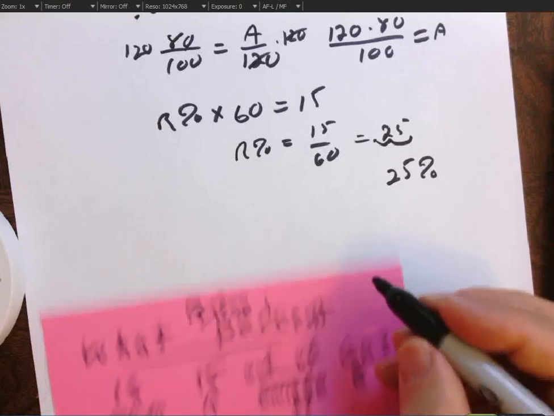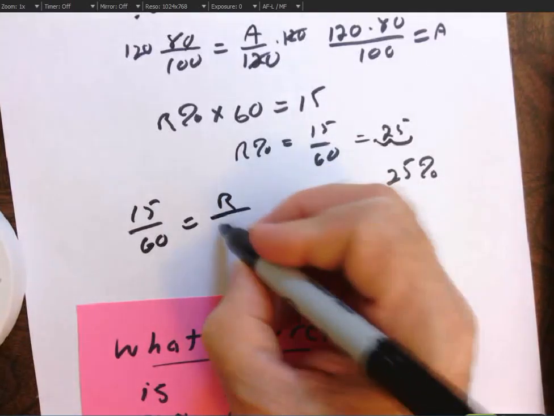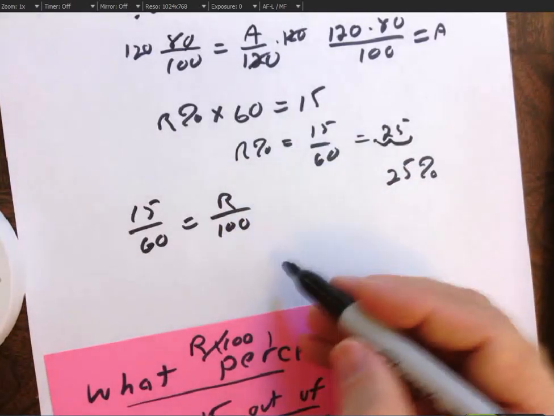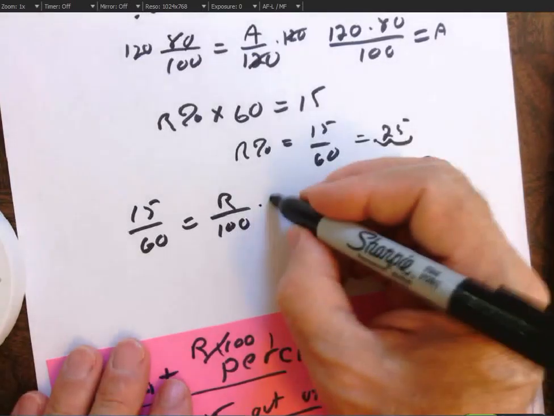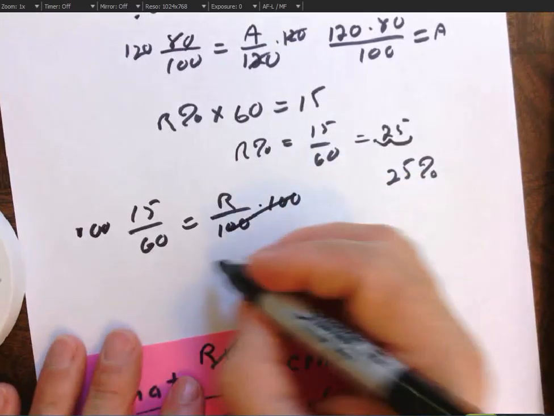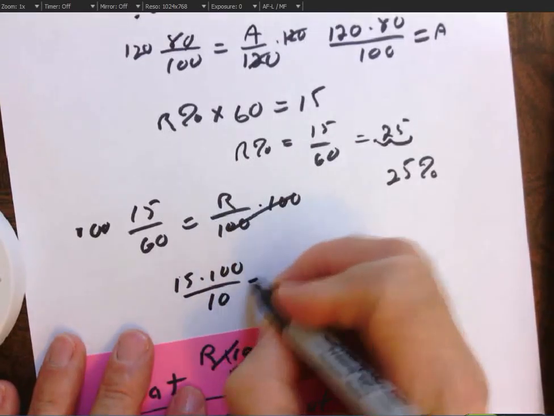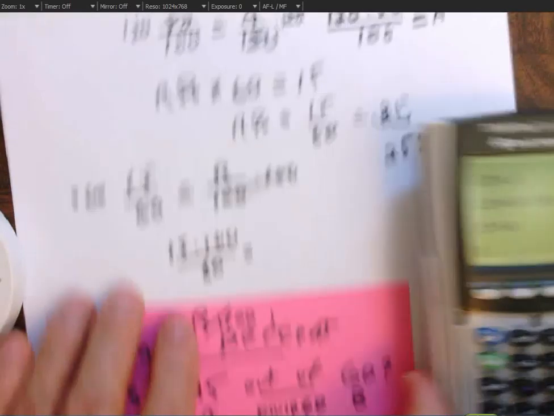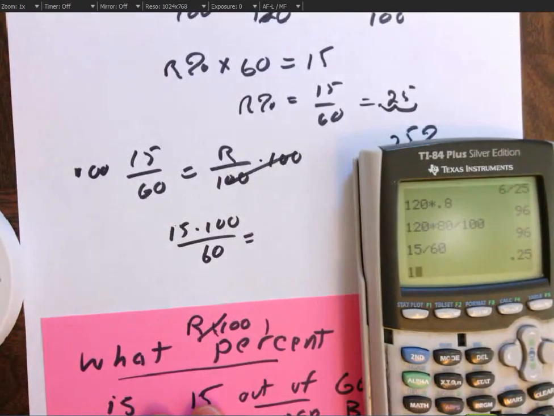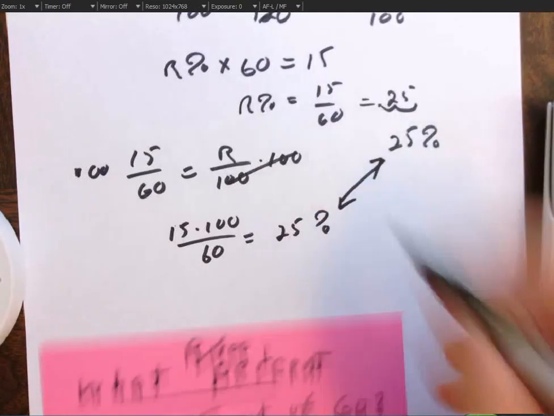Setting it up as a ratio, 15 out of 60 equals R out of 100. Okay, that's my R percent. So multiplying both sides by 100, that cancels. So I get 15 times 100 divided by 60. Sorry, that's a 6. 15 times 100 divided by 60 gives me 25. So 25%. So you see the answer is the same.